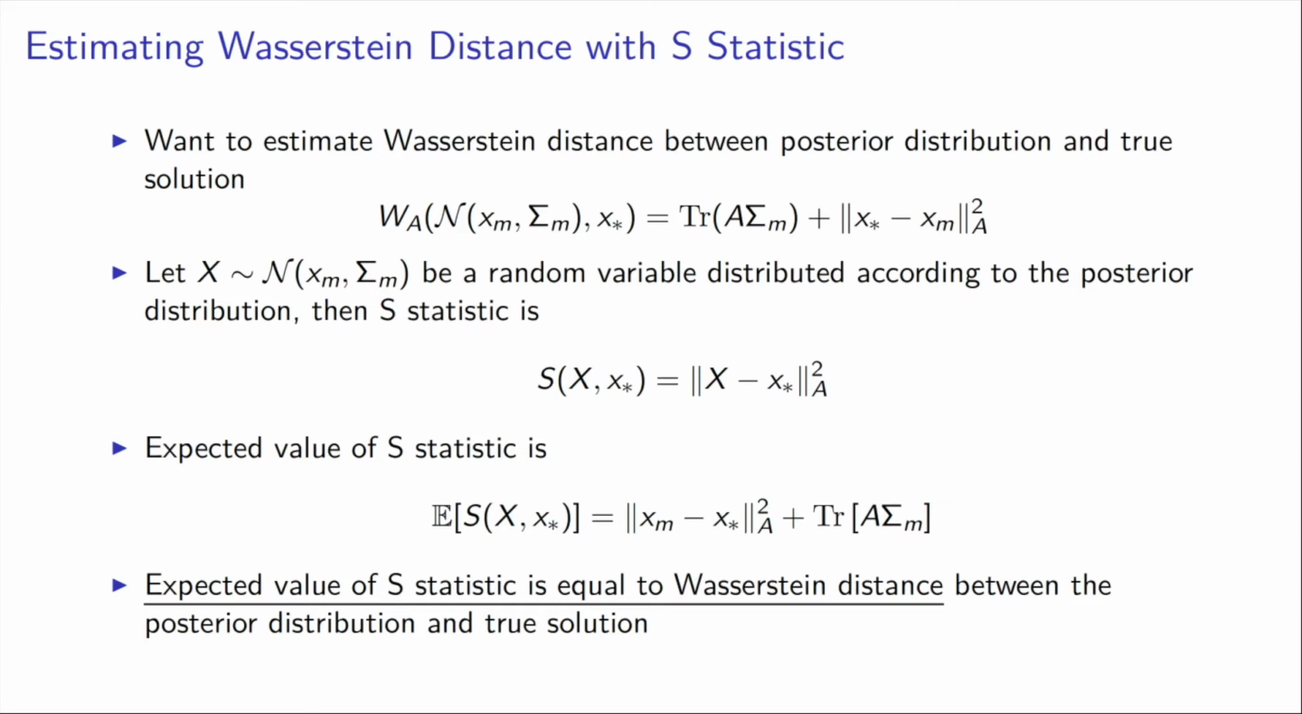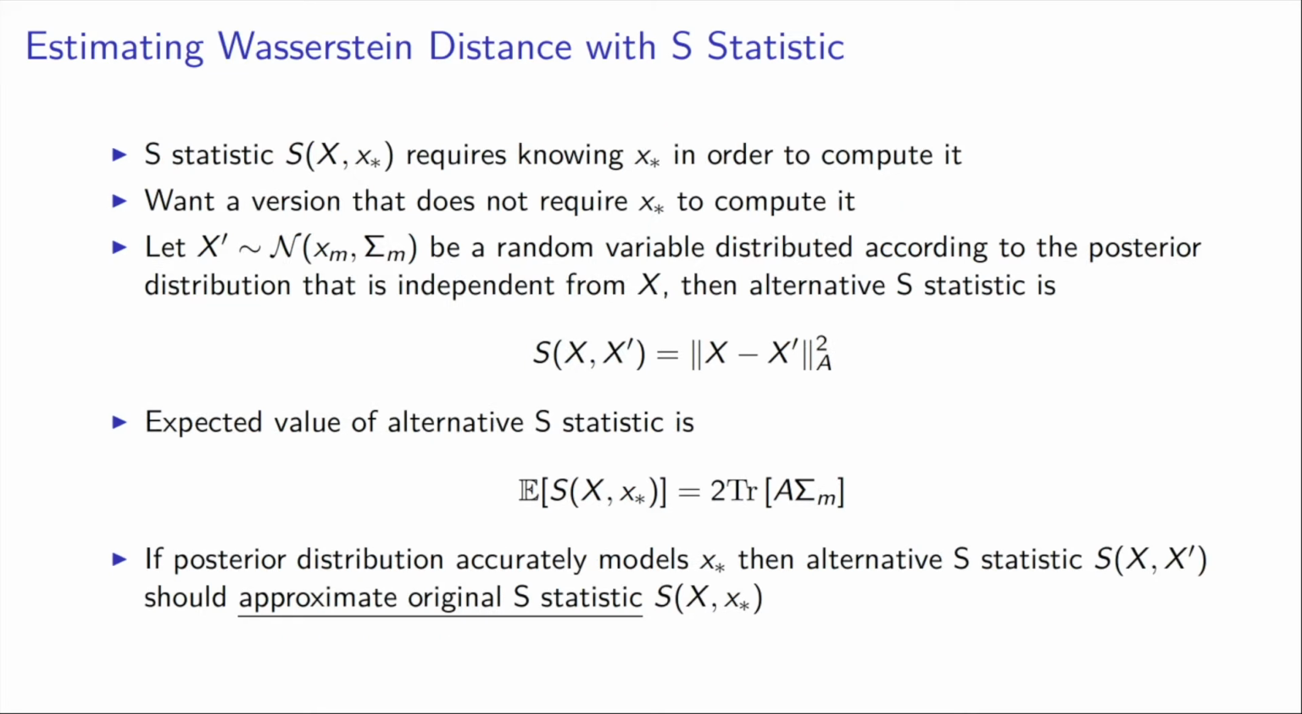We can compute the expected value of the S statistic, and it is the A norm of the error plus the trace of A times the posterior covariance matrix. Because of this, the expected value of the S statistic is equal to the Wasserstein distance between the posterior distribution and the true solution. The S statistic still requires knowing the true solution x star in order to compute it.